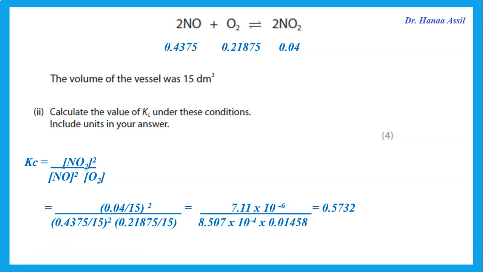Units. K must have units. So if you calculate the units, remember this is how I calculate it. If I have NO2 to the power 2, each concentration is mole per decimeter cubed. If I have it to the power 2, then it's mole to the power 2 over decimeter to the power 6. And cancelling whatever is the same up and down, the overall units for this Kc is mole to the minus 1 decimeter cubed.